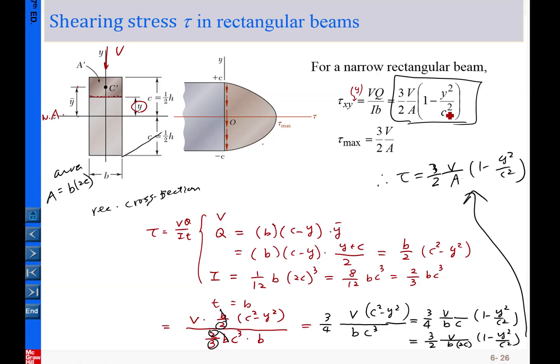So the maximum value for this case definitely is when the 1 minus something term becomes 0, when y equals 0. So basically the maximum occurs here. This is where the tau maximum occurred. So the maximum shear stress occurs at the middle, along the neutral axis, for rectangular beams.